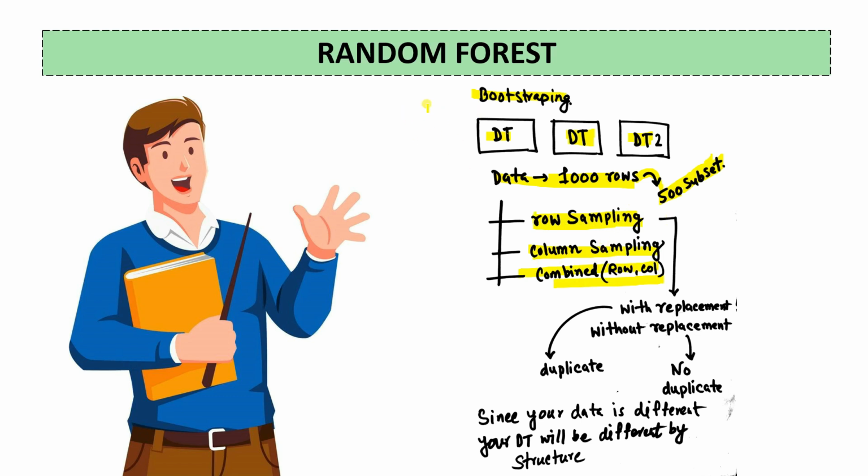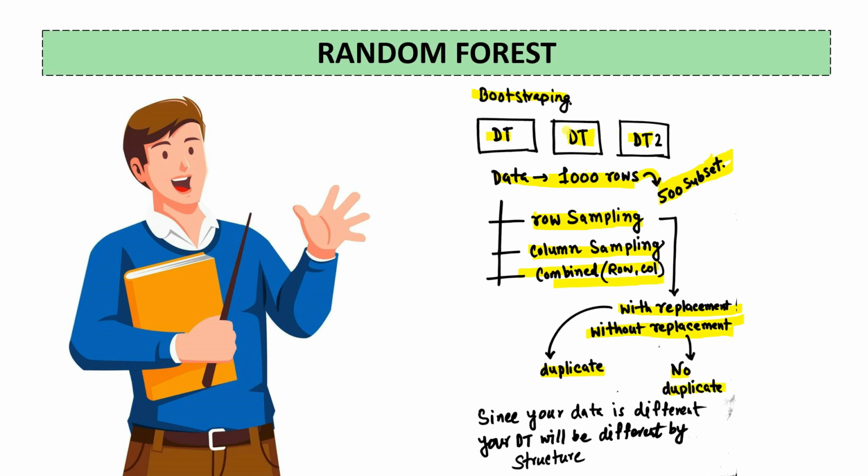In row sampling, let's say I have 1,000 rows. You can randomly take a 5,000 subset of that. But row sampling is also defined in two terms. One is called with replacement, and the other is called without replacement. In with replacement, our data may have some duplicates, but without replacement, it doesn't have any duplicates. So if I have 100 rows, I cannot use without replacement, because without replacement doesn't have any duplicates.